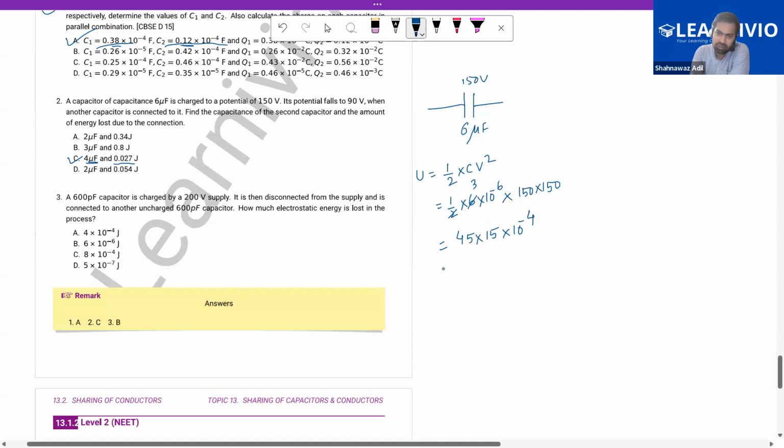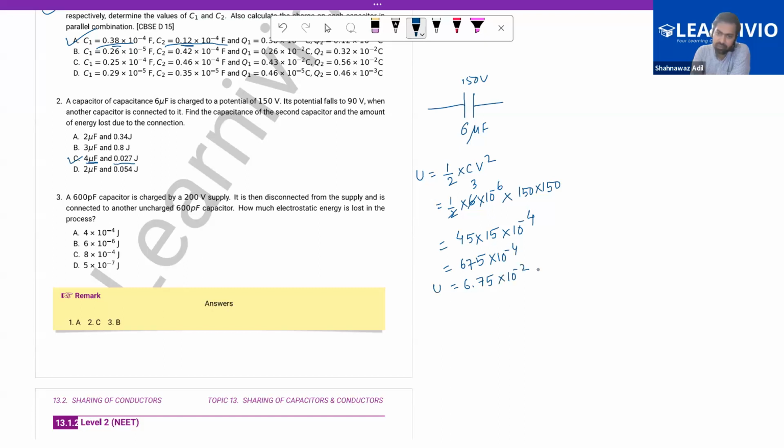Right. So this is how much? 15 5s are 75, 60, and then 7, so 675 into 10 to the power minus 4. So 6.75 into 10 to the power minus 2. This much joules, right? This is the initial energy.